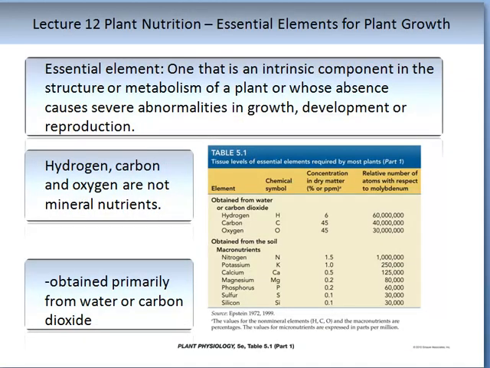An essential element is one that is an intrinsic component in the structural metabolism of a plant, or whose absence causes severe abnormalities in growth, development, or reproduction. 3 of the major essential elements are not mineral nutrients, and these are hydrogen, carbon, and oxygen. Hydrogen is obtained from water. Carbon dioxide and oxygen are obtained from the atmosphere. As you can see from Table 1, the concentration of these essential elements that are not nutrients is very high.